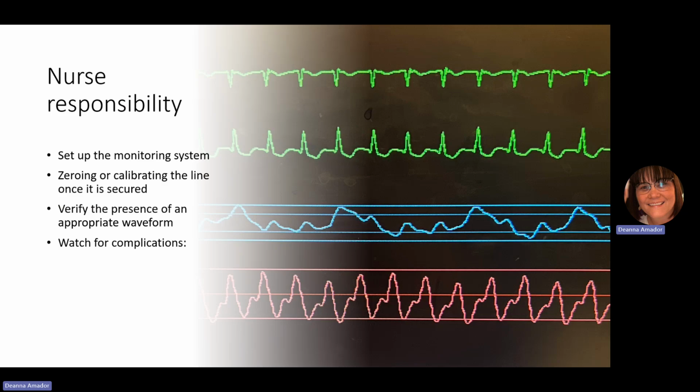Okay, the nurse's responsibility with an arterial line is setting up the monitoring system, zeroing it and calibrating it, making sure it's at the phlebostatic axis, making sure everything is the way it's supposed to be. And then they would have to make sure there are appropriate waveforms and watch for complications. That bottom line there that shows the red going up and down, that's a picture of an arterial line. That's a continuous blood pressure. So if you were a nurse taking care of these lines, you would be able to recognize a nice waveform that's an appropriate waveform.